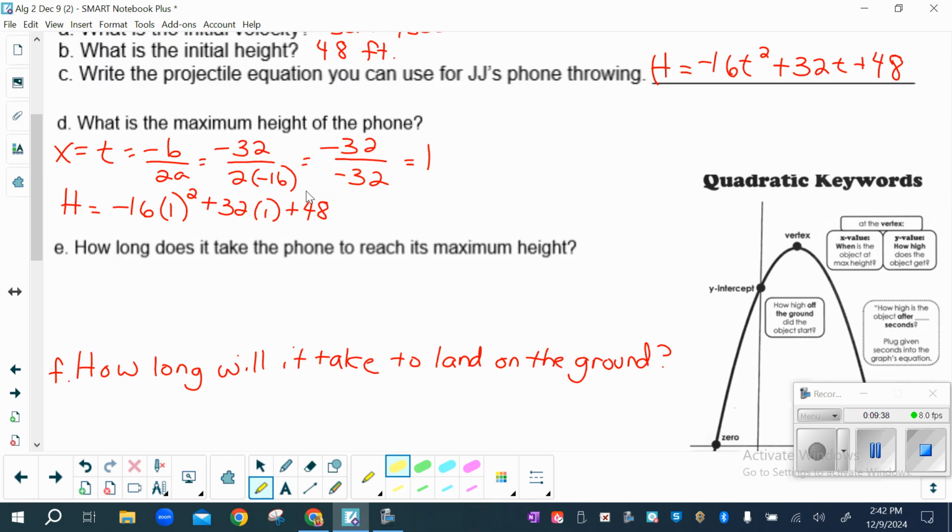Okay, we switch over here. What do we get for the maximum height? 64. It's a height, so it's 64 feet.